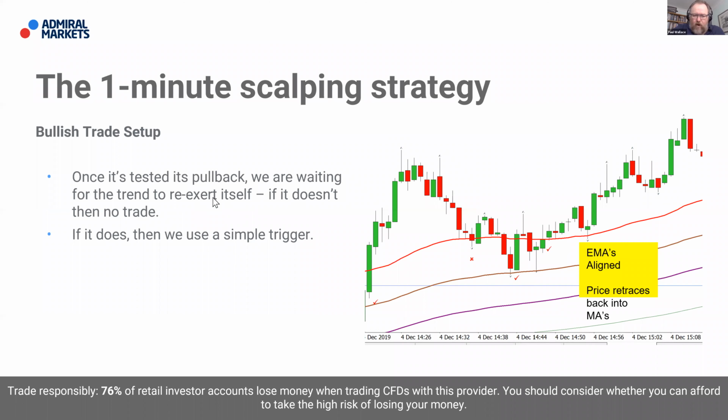Once it's tested the pullback, we're waiting for the trend to re-exert itself. If it doesn't, well, then there's no trade. If it does, then we have a simple trigger. So price has been in its uptrend. It's come back, it's traded beneath the 50, now it's tested the 100. And we're just looking for a very simple trigger to get us into that trade. But if price keeps continuing down here, well, then it's not working. The trend is changing, or the trend is taking a deeper pullback. That's not for us at this particular moment.